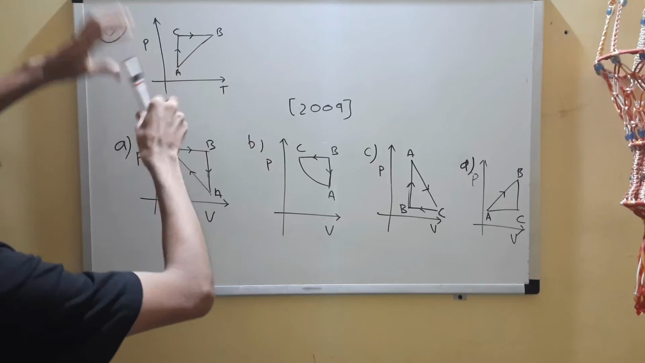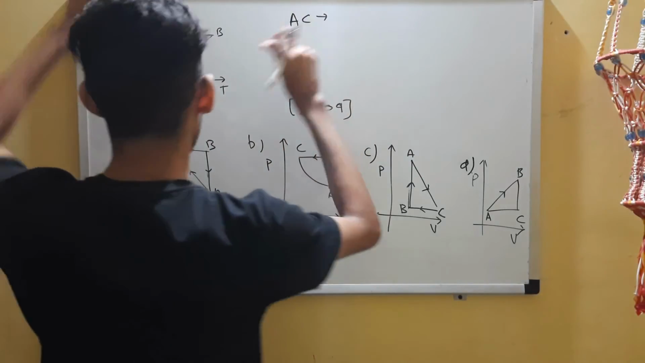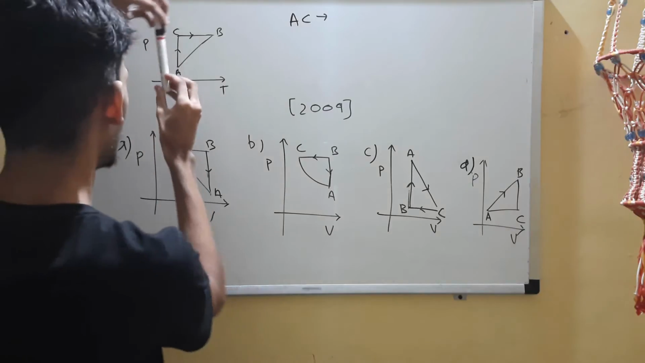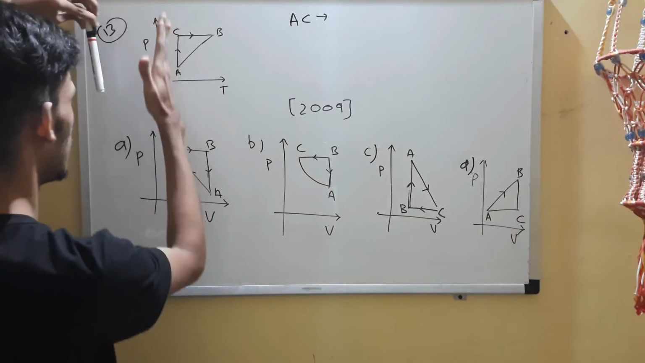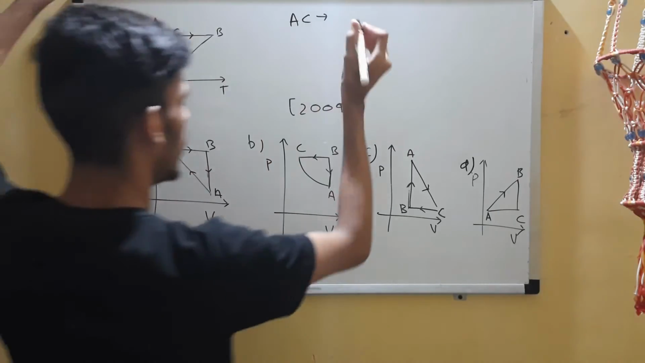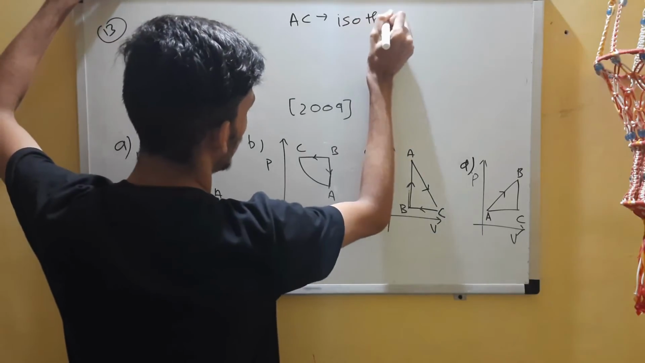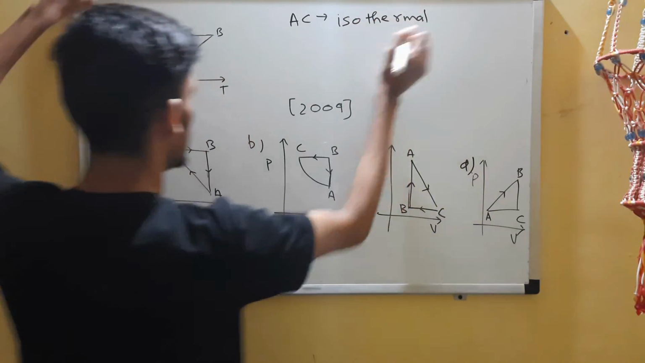So we'll consider each process one by one. Let's consider this AC as one process, and in AC, temperature is constant, right? In this process AC, temperature is not changing its value, which means it is an isothermal process. So process AC should be isothermal.